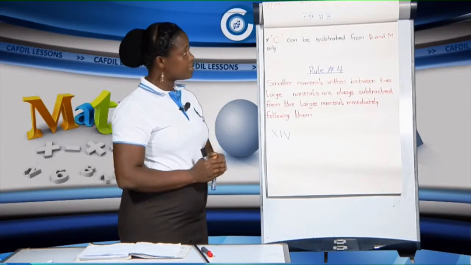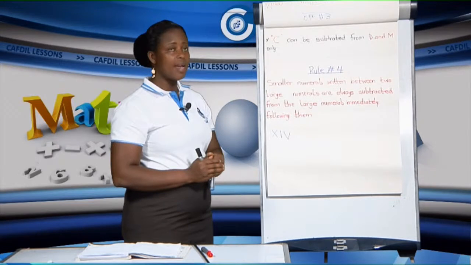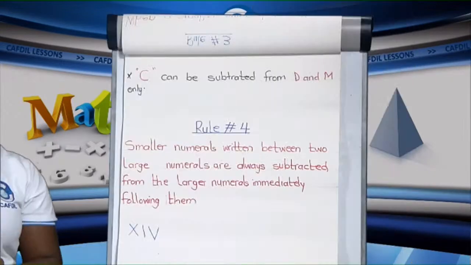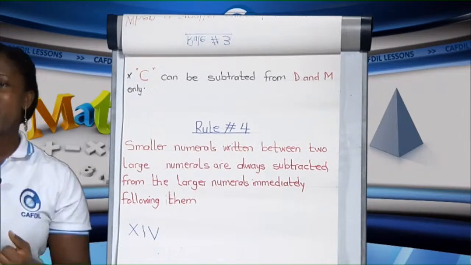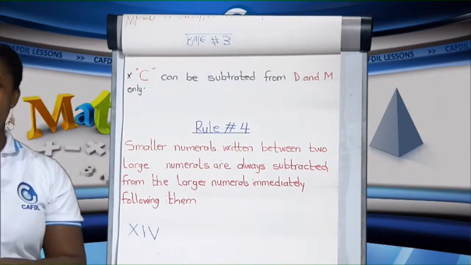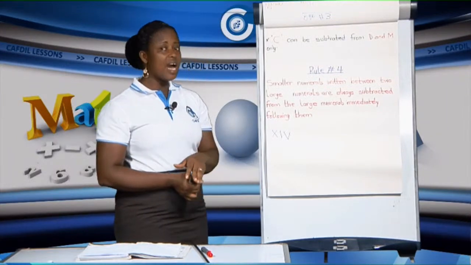C can be subtracted from D and M only. Okay, now rule number 4. We are still on Roman numerals. We are learning how to write.